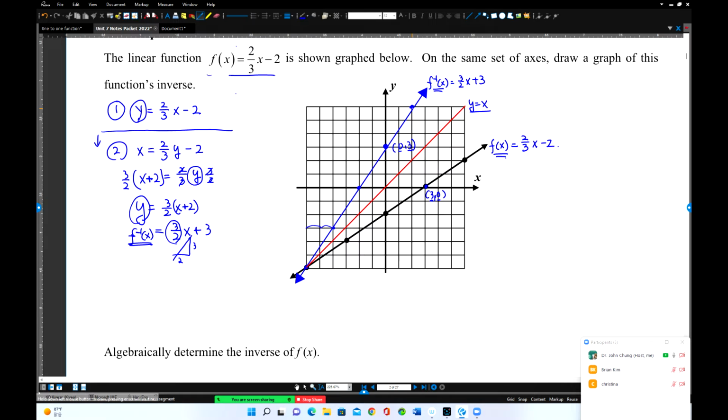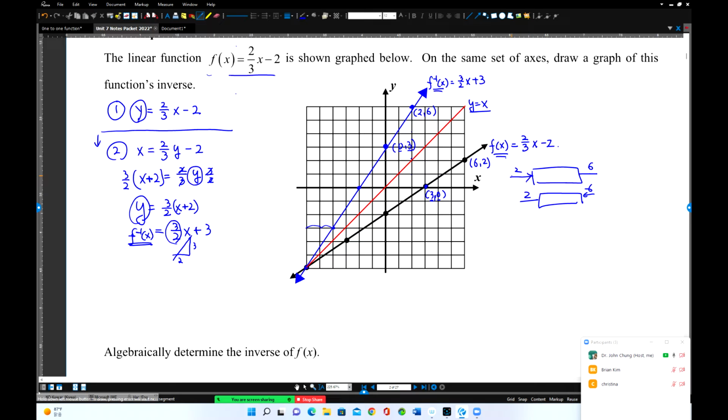For example, this point: when x is 2, y is 6. Its inverse is x equals 6, y equals 2. The coordinates always correspond because we switch backward. If this is 2 and this is 6, backward, if this is 6, this one should be 2.